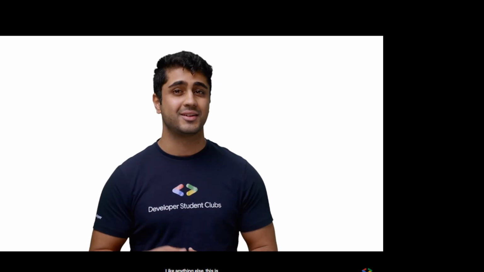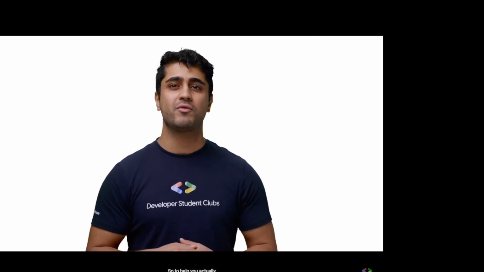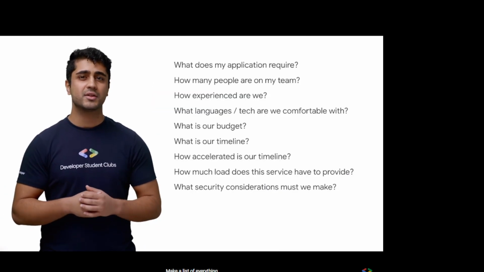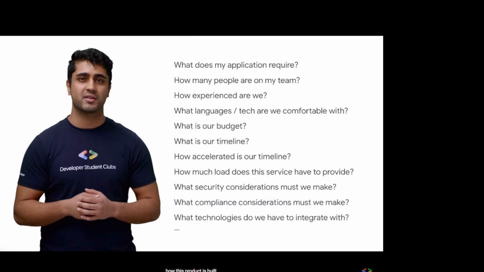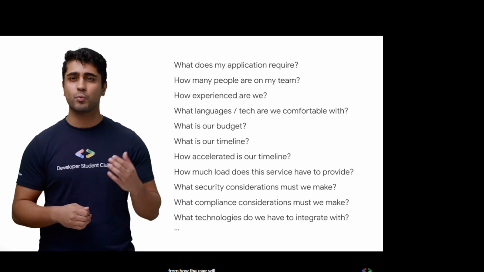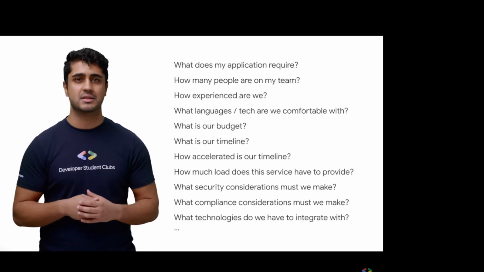Like anything else, this is much easier said than done. So to help you actually make these decisions, we've created a three-step process. First, we make a list of all of our considerations or constraints. Make a list of everything that might impact how this product is built. That means everything, from how the user will use it to what your team's technical experience is.